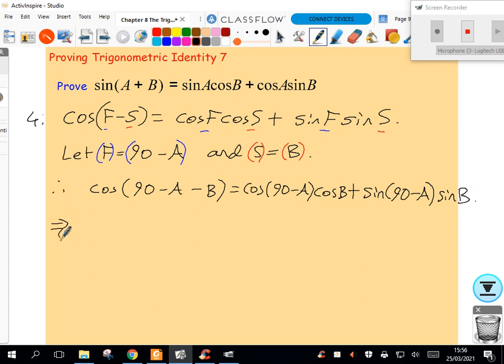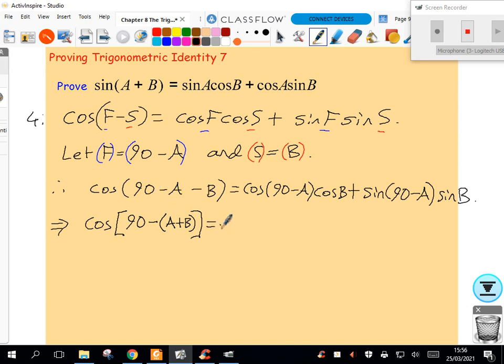Okay, and on the left hand side, I'm just going to rewrite this as 90 subtract. I'm going to factor out this negative sign from these two terms. So what we get inside that bracket is A plus B. So cosine of 90 subtract A plus B is cosine of 90 minus A minus B.